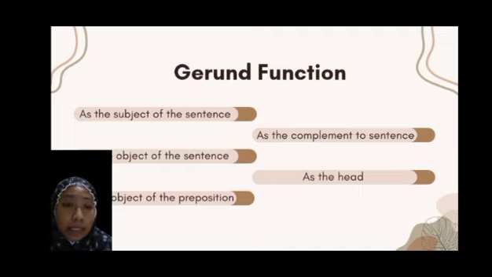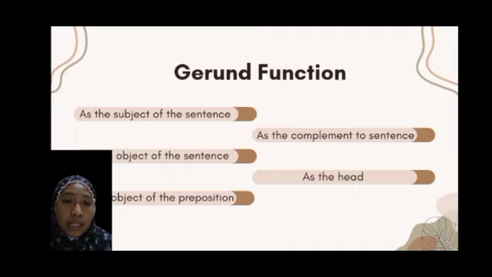And then the second, direct object gerunds. Gerunds can also function as a direct object of the verb. For example, they love playing games, or he has a hard time paying attention.